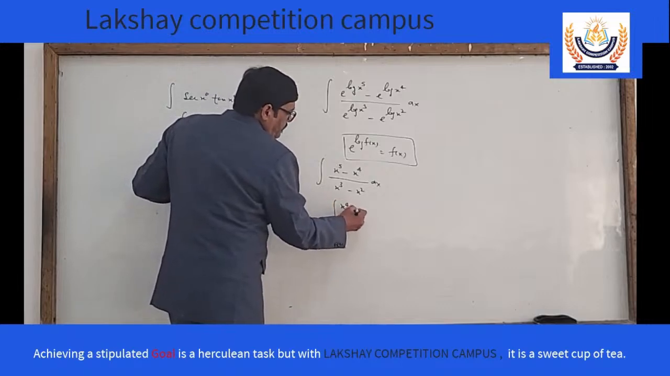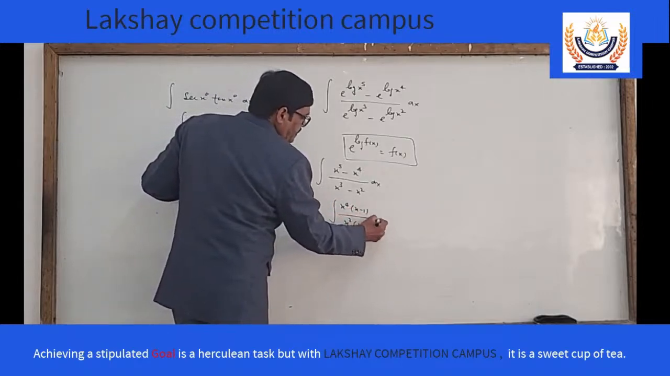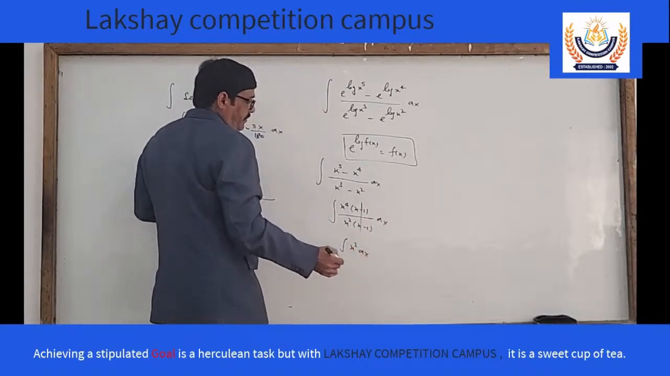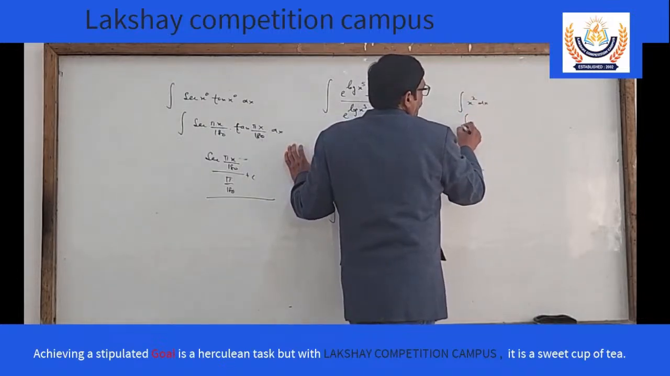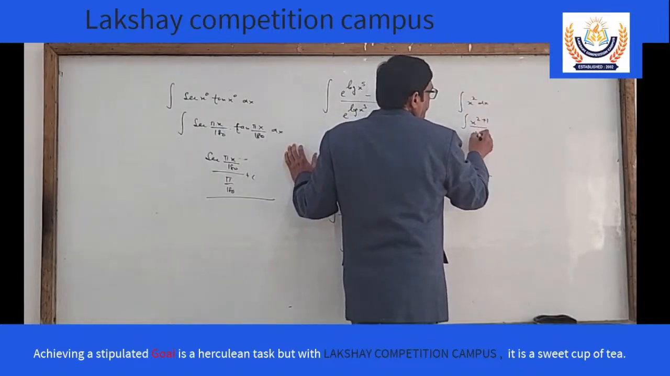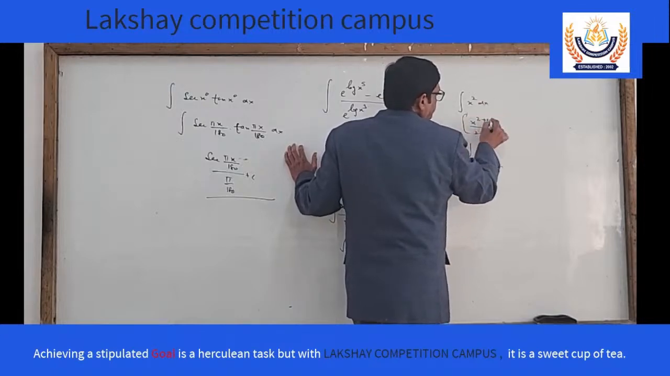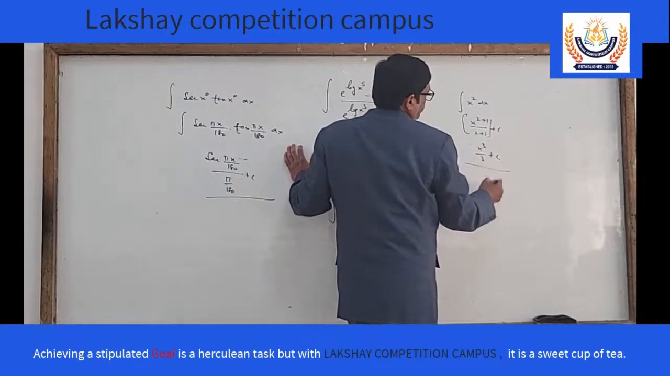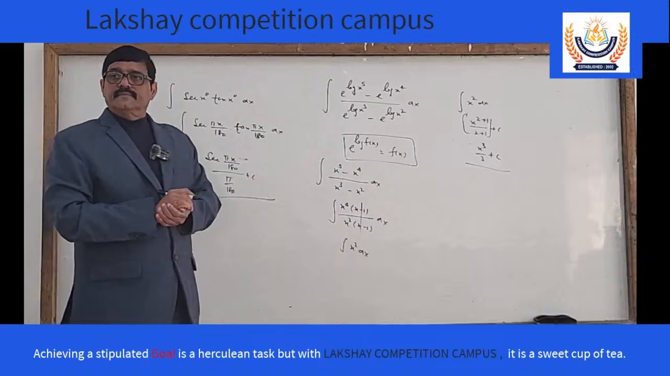x to the 4 is common, and x minus 1 is common: x to the 4 times x minus 1 dx. So the last term we find is x square. Now what is the integration of x square? x raised to power n plus 1 divided by n plus 1. It means that is x cube by 3 plus c. This is the solution of this problem. Clear?